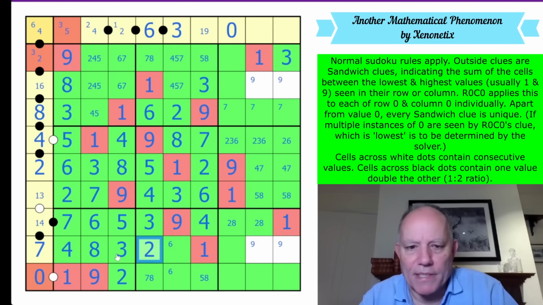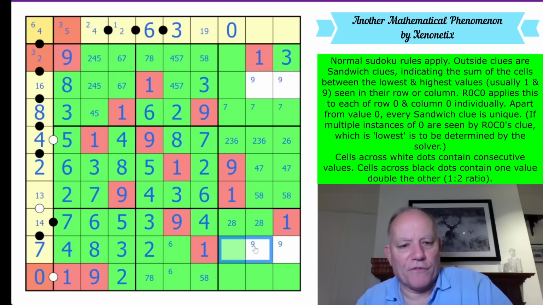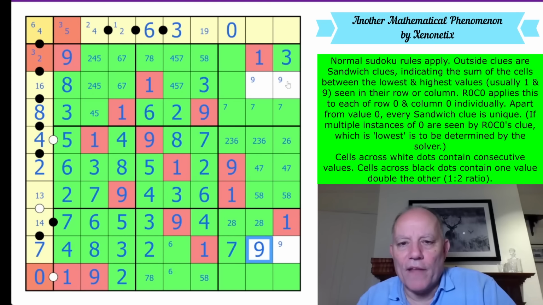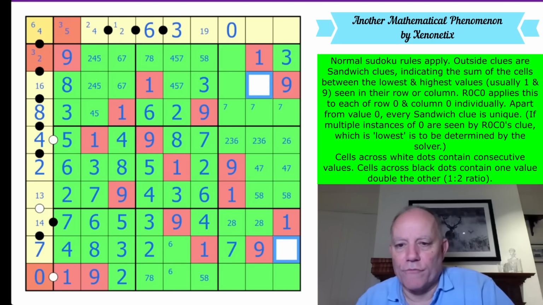Now 2 in this column is here. And now this can't be a 2, 5 or a 4, 3 pair and must be a single 7. And now we know where the 9s are at this incredibly late stage. That is phenomenal as well, by the way, Xenonetics. That's really clever to have that so delayed.